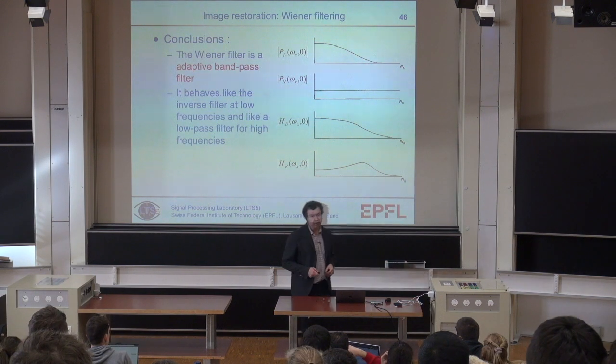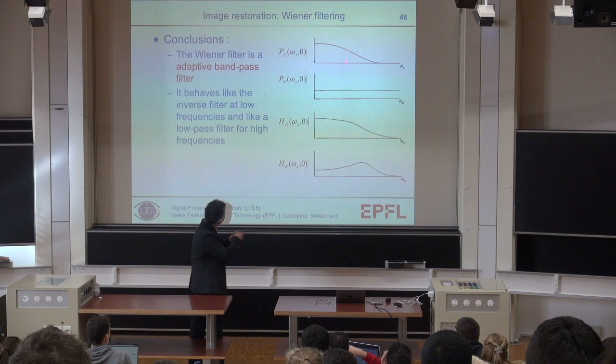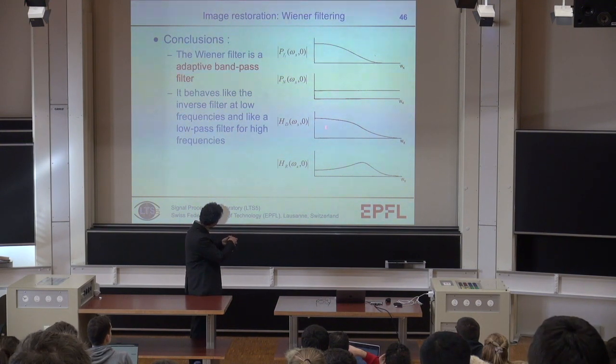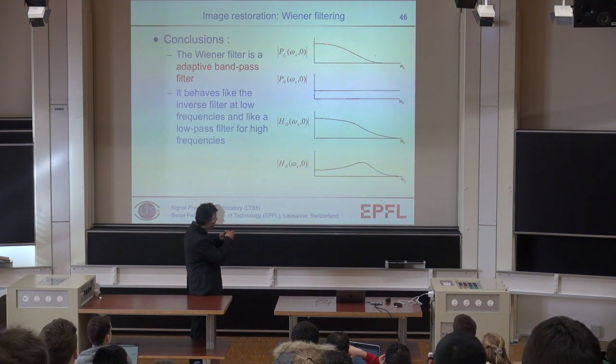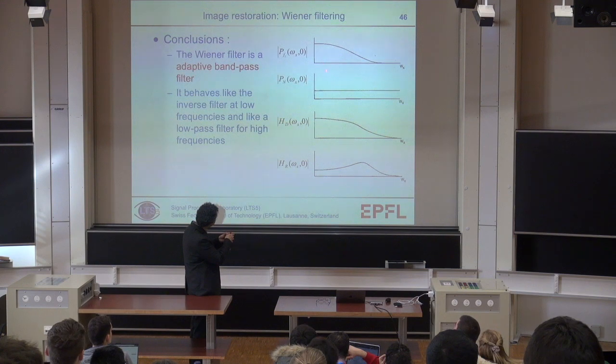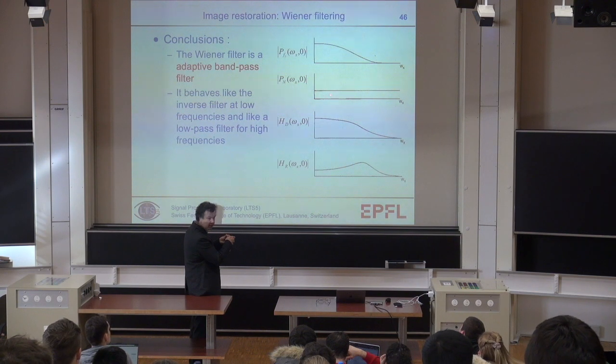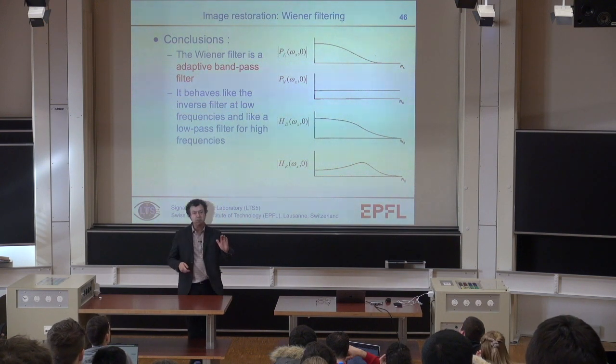And the Wiener filter does this. For each frequency, I take one of them. I look at the value of the power of the image here. And for the same frequency, I look at the power of the noise. Obviously, here I have more power in the image than power in the noise. So I should rather do the inverse filter.